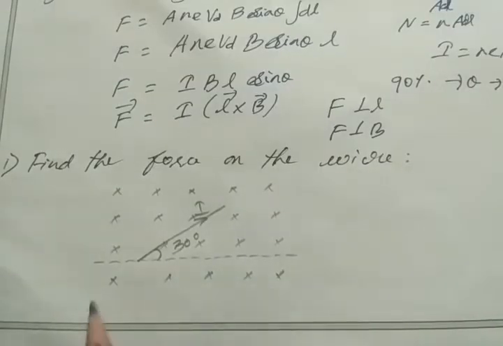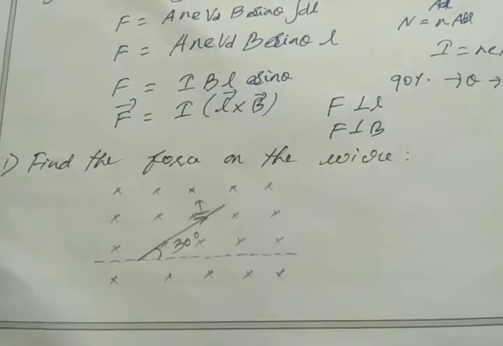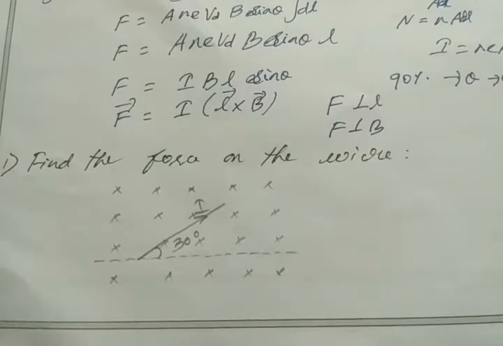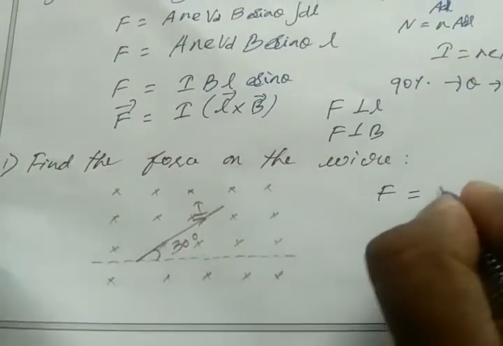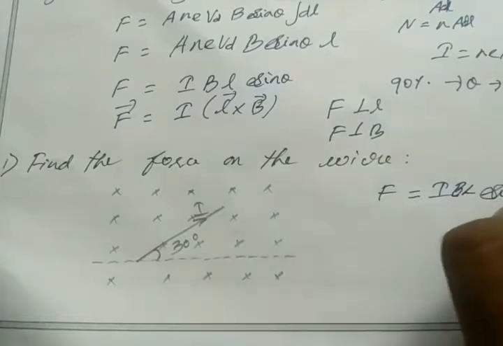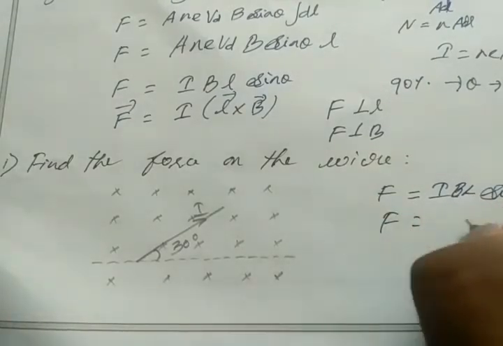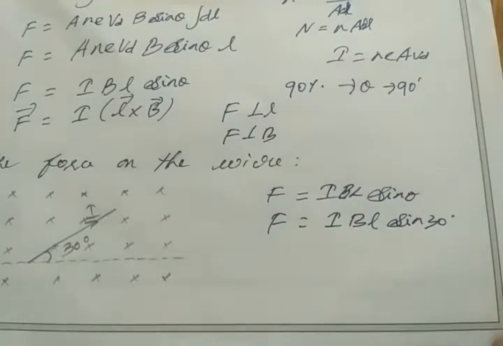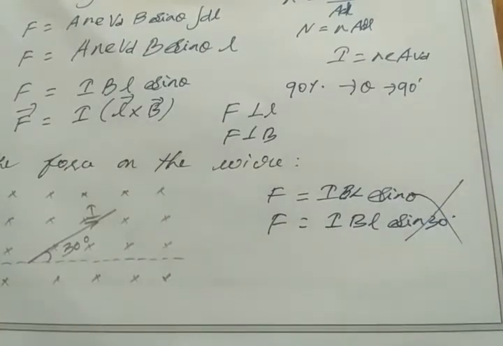So we have a wire which is inclined at an angle 30 degree with a horizontal line. We have a cross magnetic field, which means the magnetic field is inside the plane of the paper. We can say the magnetic field exists along the Z axis. So what is the formula? How to solve this? We usually solve this as F equal to IBL sin theta, then F equal to IBL sin 30 degree, right? We used to solve like this, but this is totally wrong.